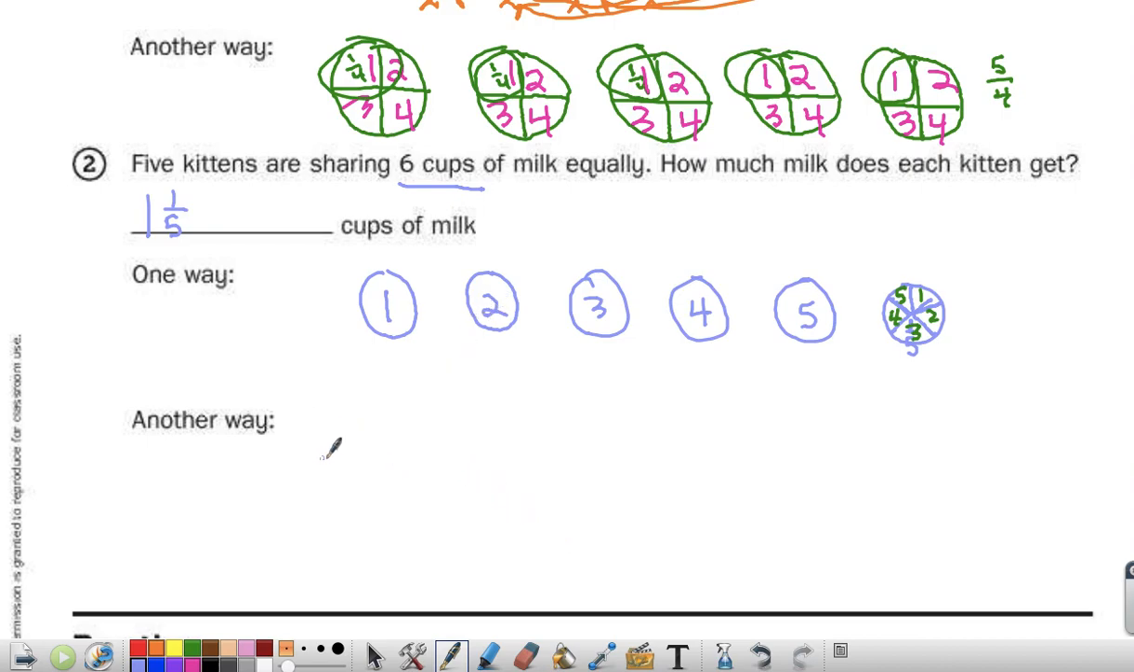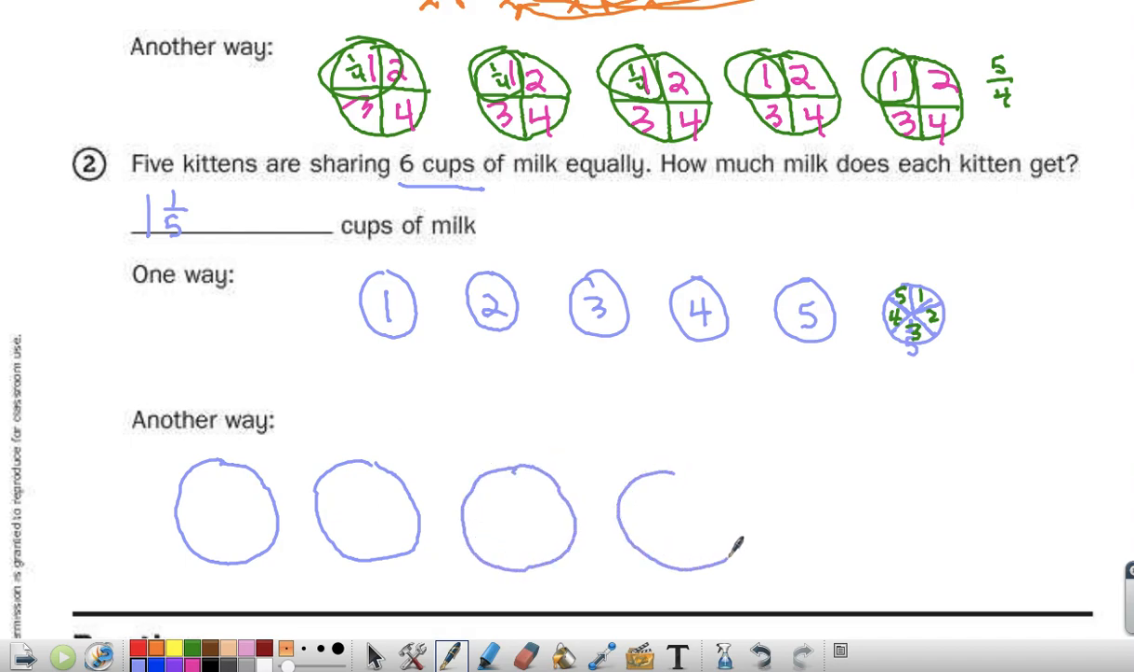And one more way. I'll start again with my five cups of milk. Remember to try and make them about the same size, as close as you can with a sketch. Now, I could take each cup and start right away by breaking it into five pieces.